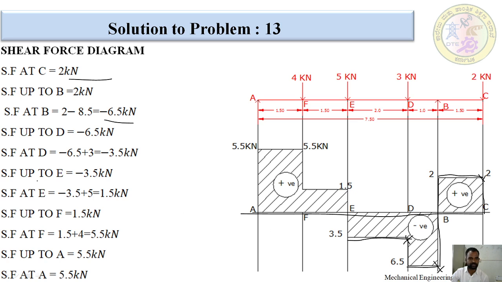At E point how much we got? At E point positive, above the baseline. This is the marking line. I am going to join with the vertical line. There is no load between these 2 points. We will draw with the horizontal line.